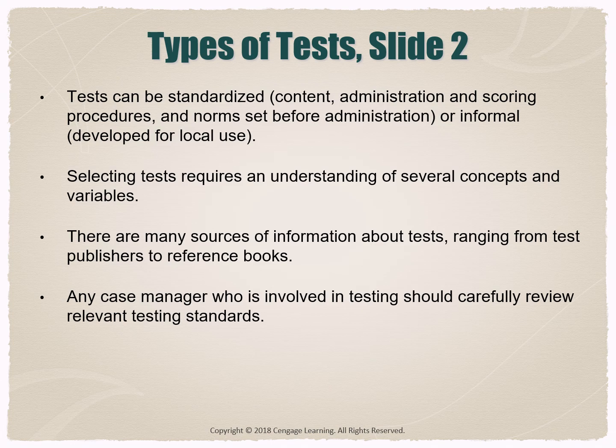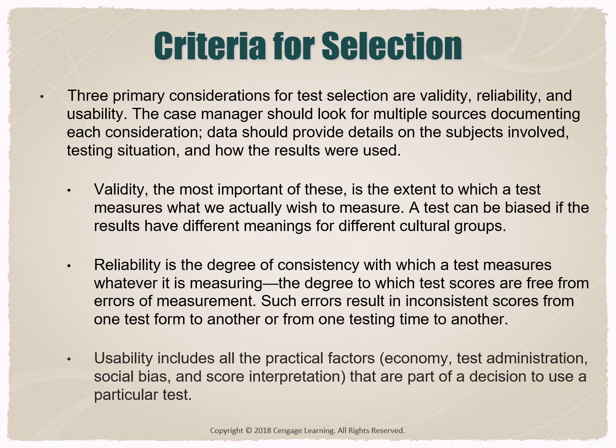Selecting tests requires an understanding of several concepts and variables. There are many sources of information about tests, ranging from test publishers to reference books. And case managers who are involved in testing should carefully review the relevant testing standards. So criteria for selection. There are three primary considerations for test selection: validity, reliability, and usability. Validity is the most important of those. This is the extent to which the test measures what we actually wish to measure. Reliability is the degree of consistency with which the test measures whatever we're supposed to be measuring. And usability includes the practical factors that are part of the decision to use a particular test.